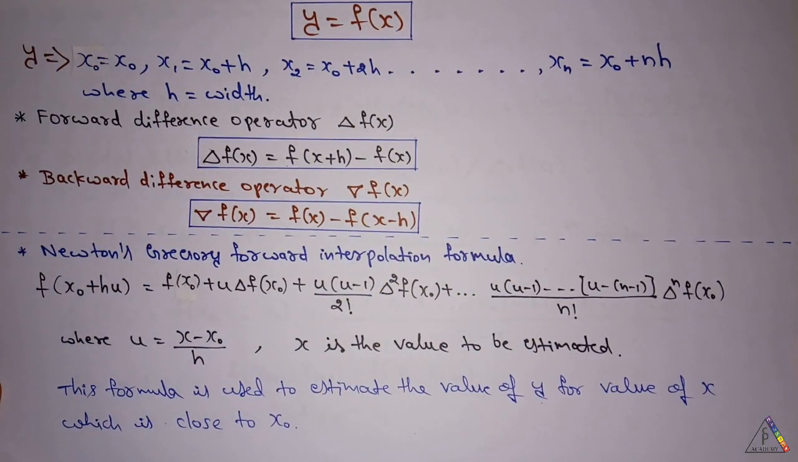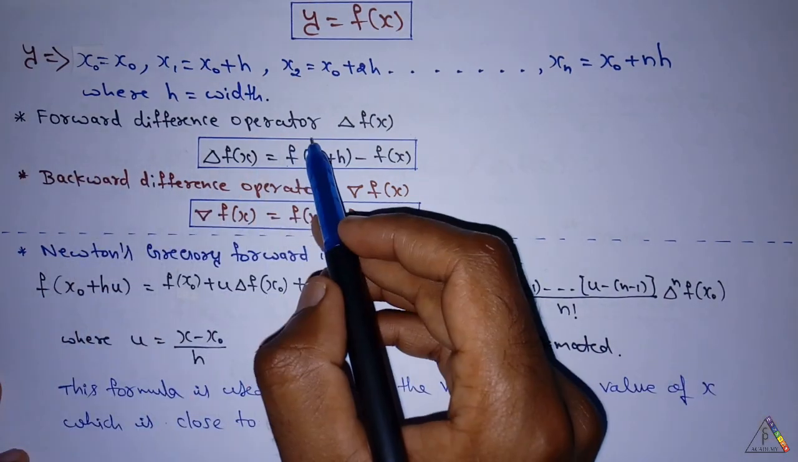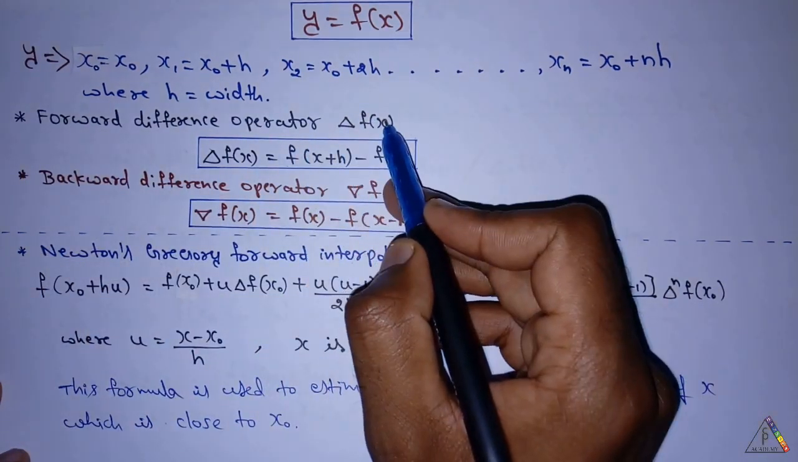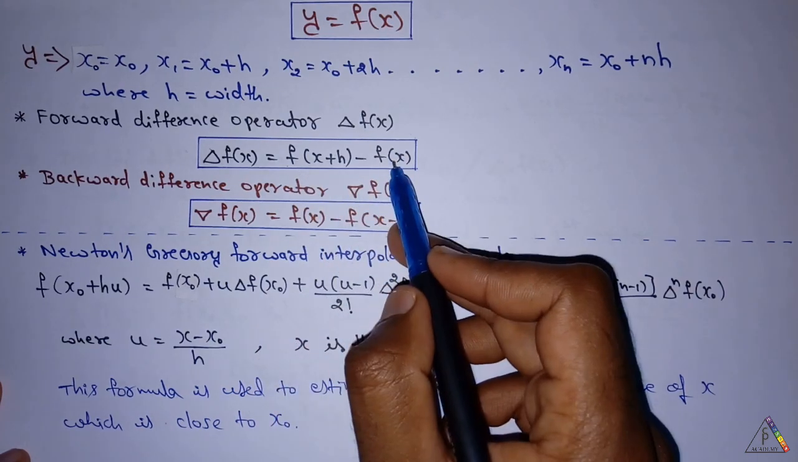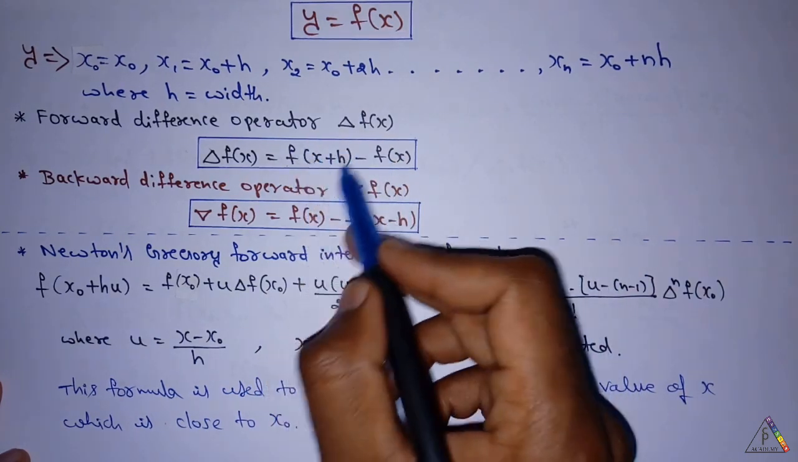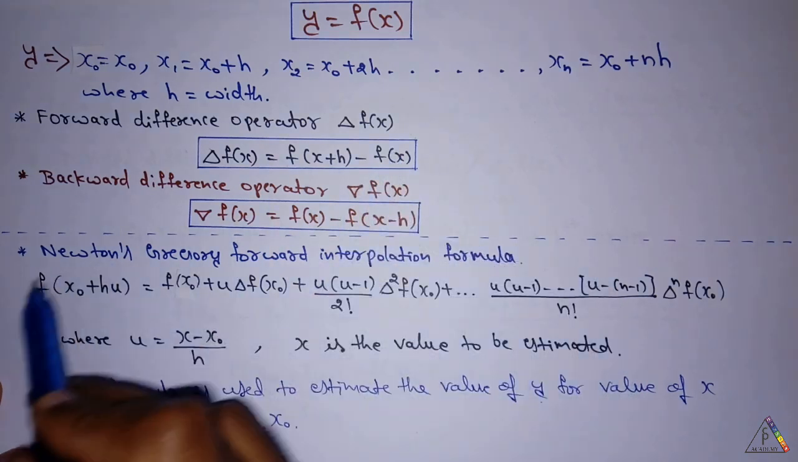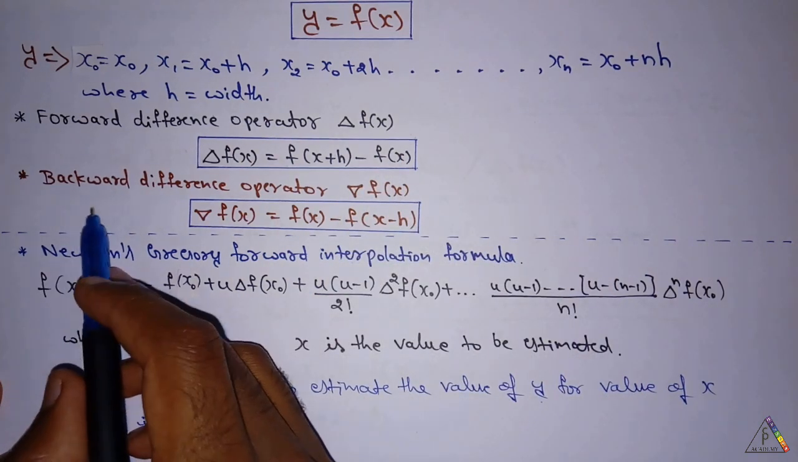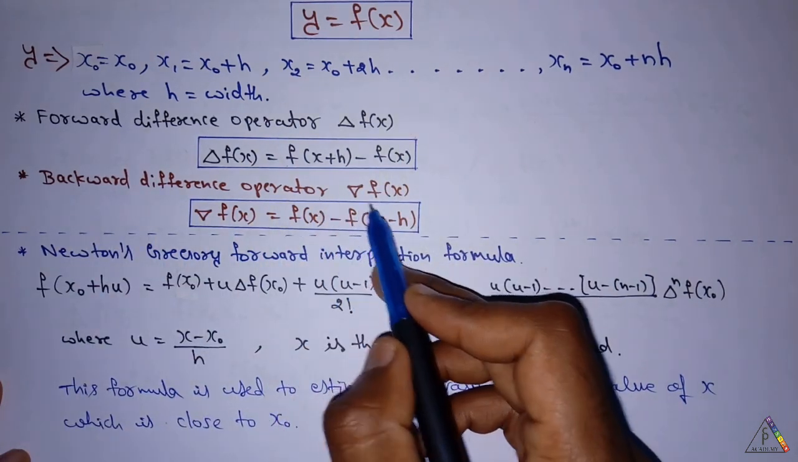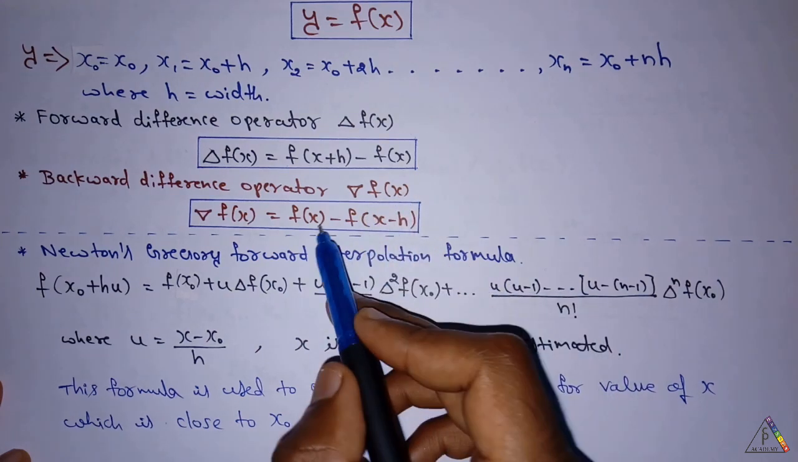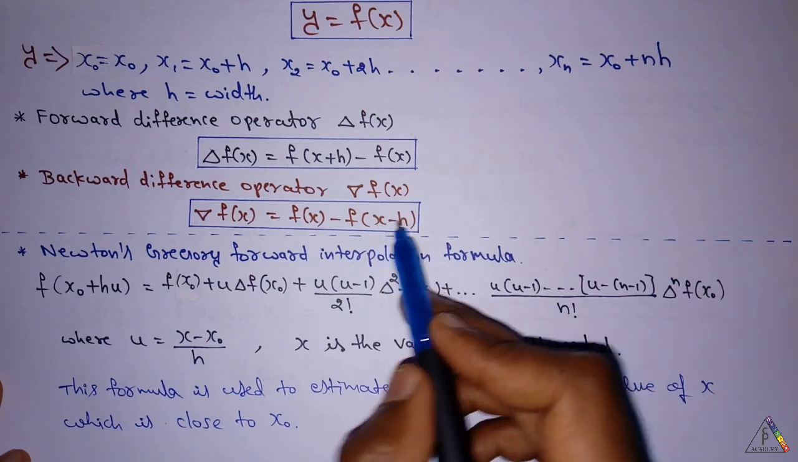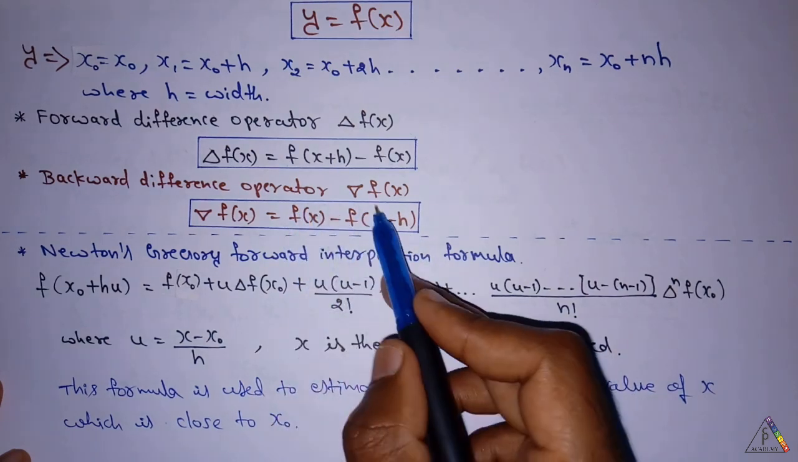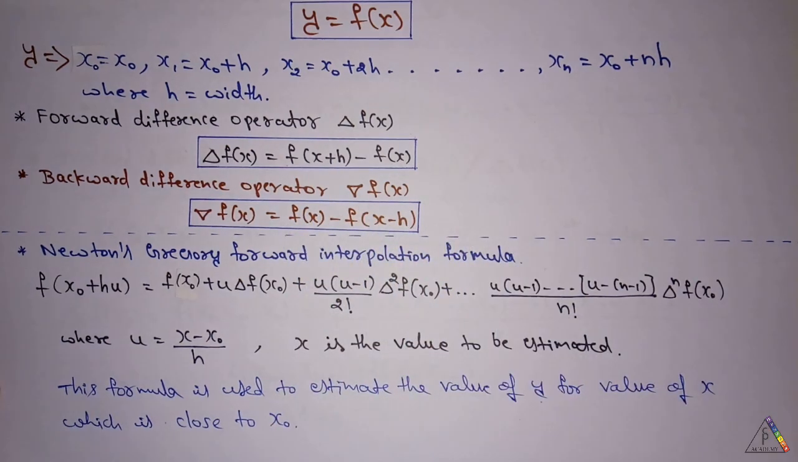And next, the forward difference operator denoted by delta of f of x is given by f of x plus h minus f of x, that is the next term minus the present term, and the backward difference operator denoted by nabla of f of x is equal to f of x minus f of x minus h, that is the present term minus the previous term.